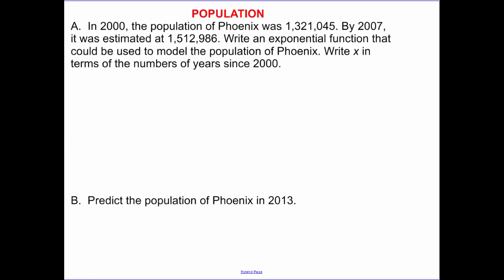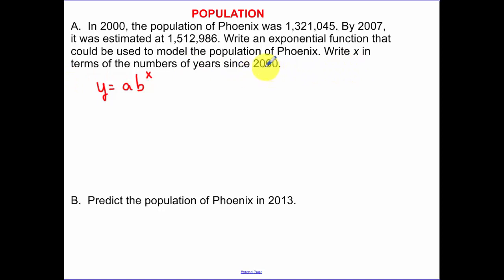Okay, now an application of this. In 2000, the population of Phoenix was 1,321,045. By 2007, it was estimated to be 1,512,986. Write an exponential function that can be used to model the population of Phoenix. Write x in terms of the number of years since 2000. So remember, an exponential function is something like that.